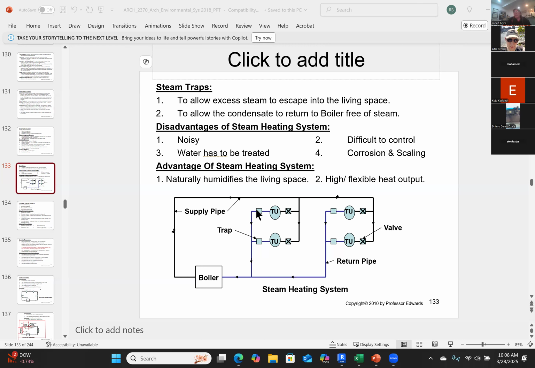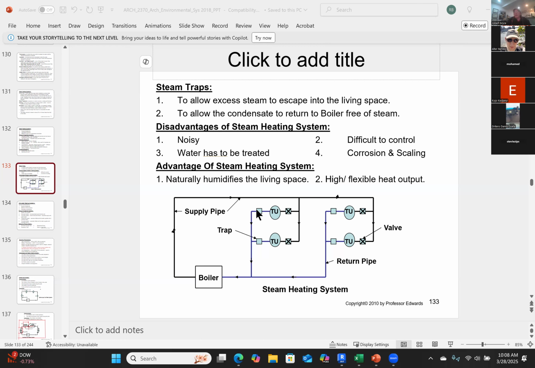Boiler, supply line comes around, valve is open, goes to the terminal unit. At the terminal unit, the temperature of the steam is reduced. The steam changes state from steam to water or liquid. At that point, change of state, it's exhausting the heat that's embedded in the steam. Then we pass a trap and back to the boiler where we repeat that again and again and again.